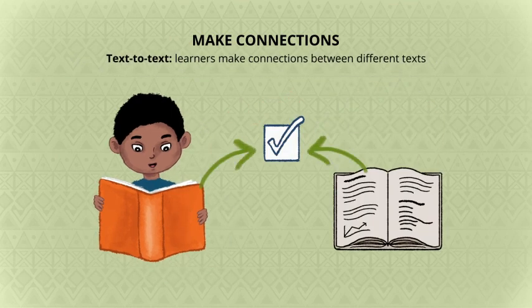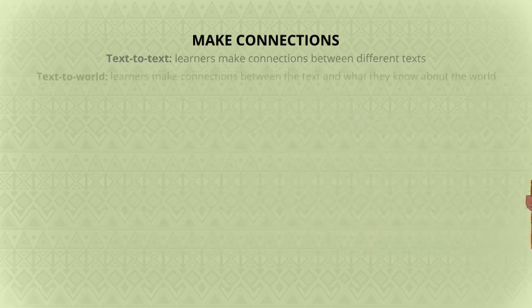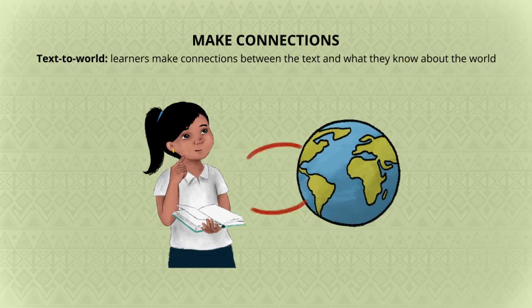Text-to-text connections require learners to make connections between different texts. Text-to-world connections require learners to make connections between the text and what they know about the world at large.